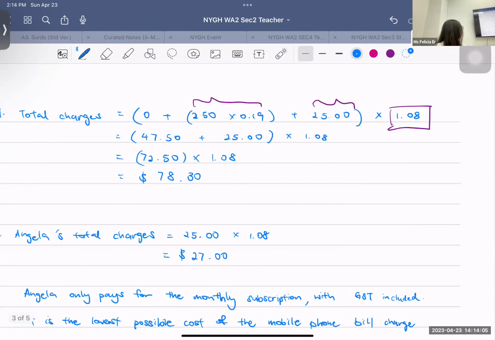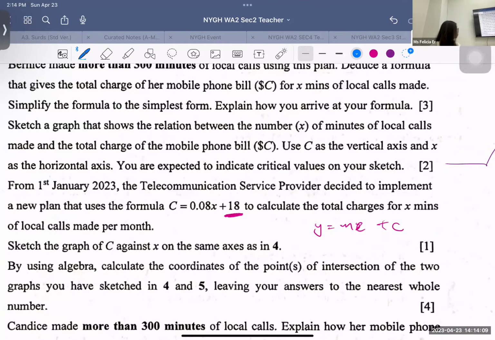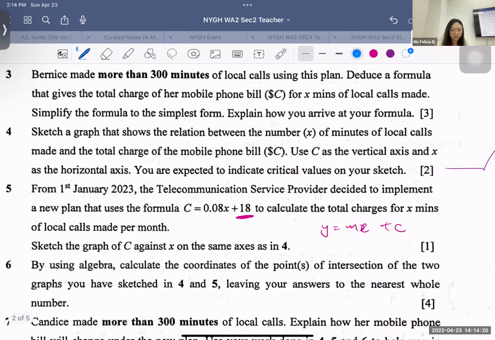Okay, so now let's look at question 6. Wait, let's just double check. Have we answered everything from question 5? Calculate the total charges. Sketch the graph of C against X on the same axis in front. Done. Just need to sketch, don't need to solve for anything. Now let's look at part 6.